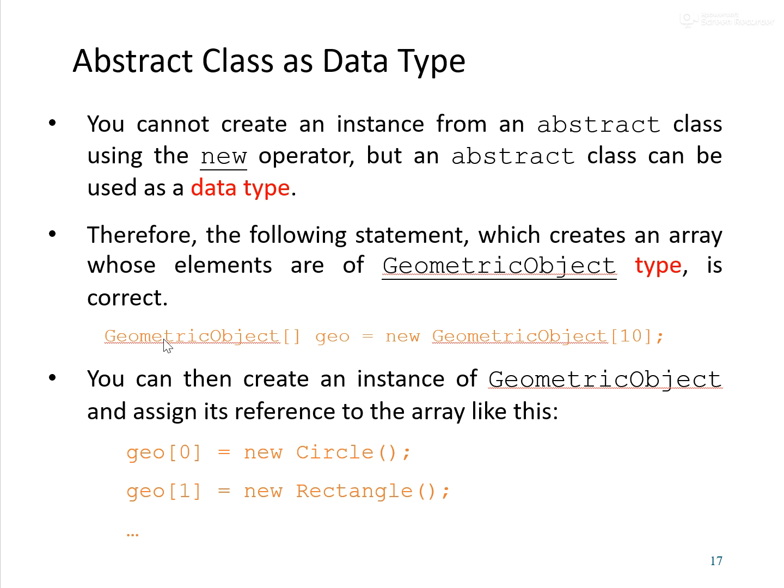So this is another use of having an abstract class, of having a superclass which you cannot create an instance of, an object of, but nevertheless having it. So you could keep different types of objects, circle, rectangle, you could keep them all in a single array if you have to, as long as they share the same superclass, geometric object in this case.